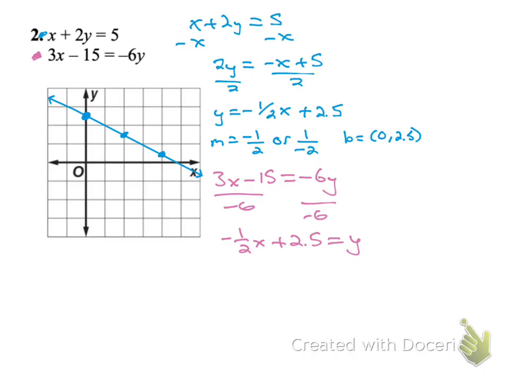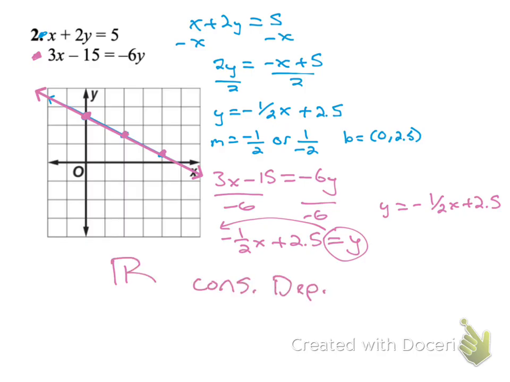So what kind of lines are those? They're the same. Good. Symmetric property, you can flip that over. Same line, all real numbers, consistent, dependent.